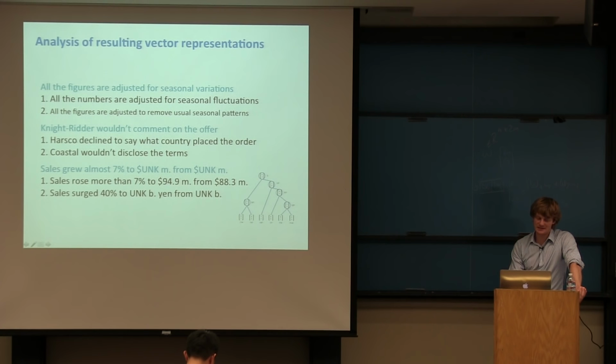And "Knight-Ridder, a bunch of organizations, wouldn't comment on the offer." The model learned that that's somewhat similar to "Hoshko declining to say what country placed the order," or "Coastal wouldn't disclose the terms." So it learned here that "wouldn't comment," "decline to say," and "wouldn't disclose" are similar kinds of things that companies would do.